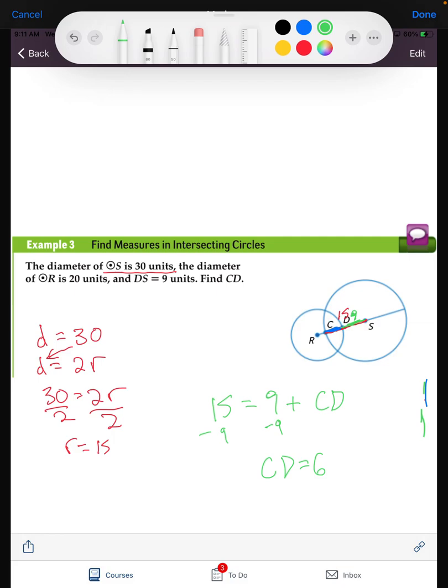So this part here, and we can double check, right? When we put it back here, if we say CD equals 6, then that makes sense. 6 plus 9, so this part and this part are going to equal the total, 15. So we have CD equals 6.